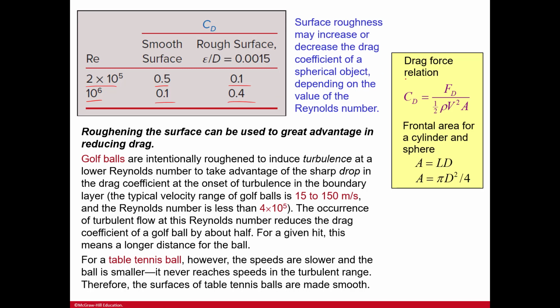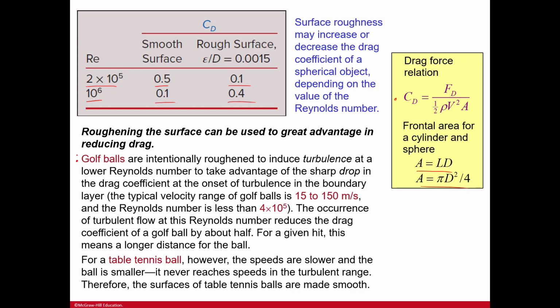Here's the drag force relation. And then the frontal area for a cylinder and sphere are here. And then roughening the surface can be used to great advantage in reducing drag. So here, golf balls are intentionally roughened. So you see those little divots, and they're not a smooth surface, right?